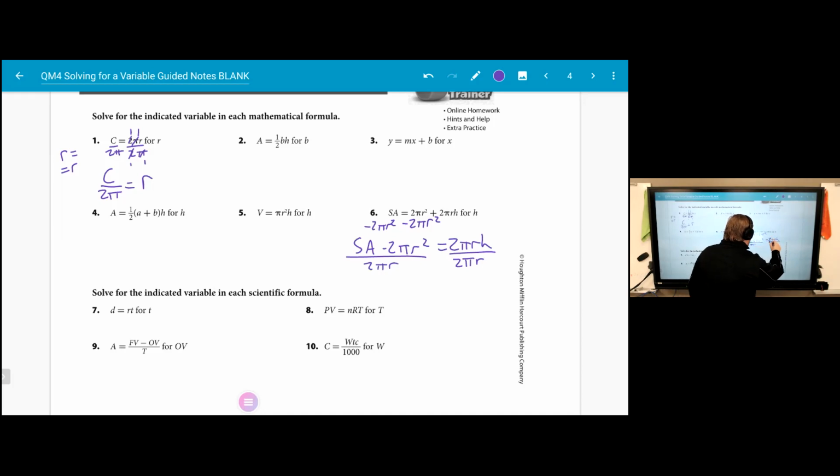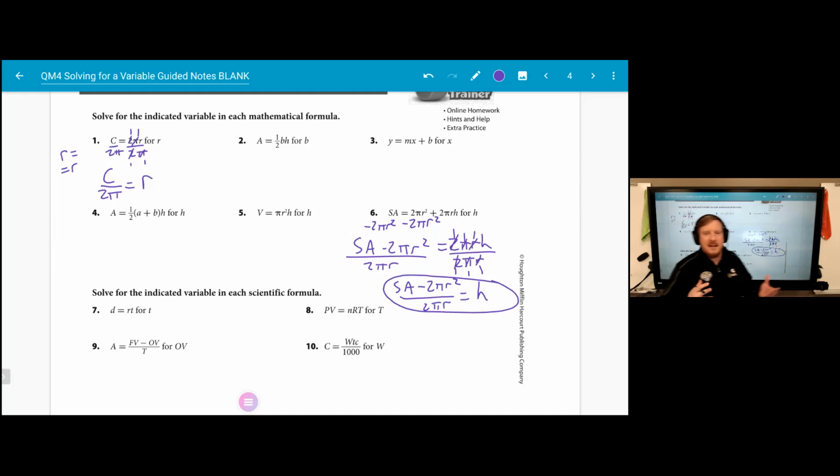Because 2 divided by 2 simplifies to 1, pi divided by pi simplifies to 1, and r divided by r simplifies to 1, I'm just left with h because it's 1 times 1 times 1 times h. On the left-hand side, we got SA. Bonus points if you know what SA is. They're fake bonus points, but it's surface area. SA minus 2 pi r squared, all divided by 2 pi r, equals h.